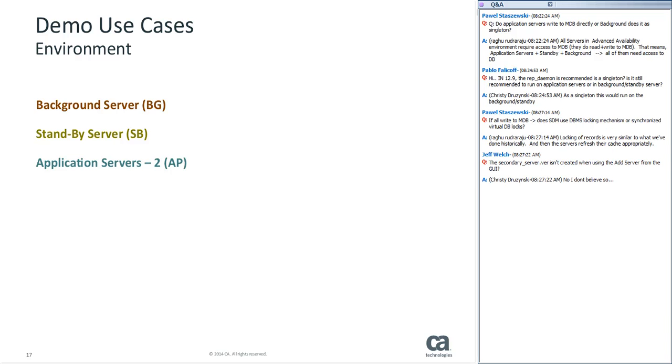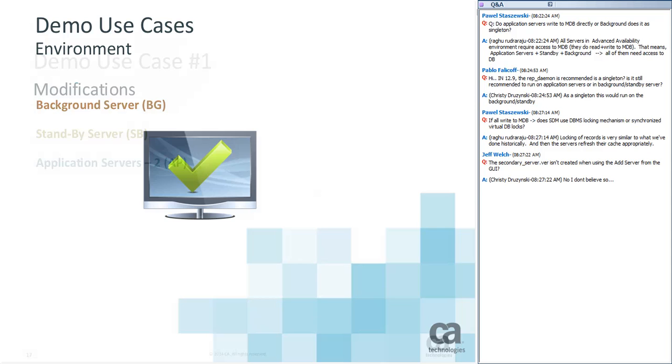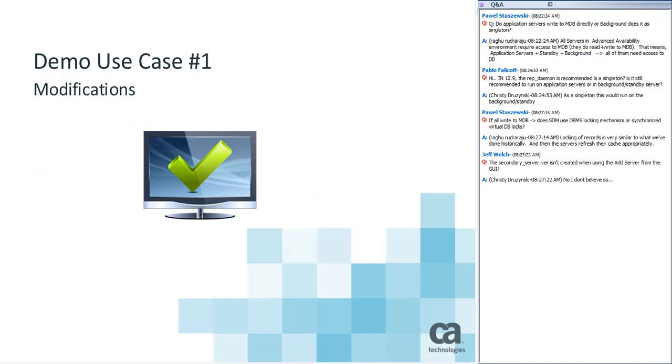And then finally, our application servers. In our demo environment, we have two, also referred to as AP, and the background color for the desktop will be sort of a teal blue. This is just to set the stage so you can understand what kind of environment we'll be showing you in the demos and make it easier to follow. Without further ado, I'm going to turn it over to my colleague Sebastian, who will be walking you through the first use case of modifications in advanced availability.